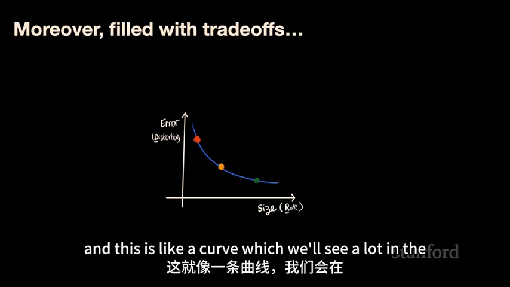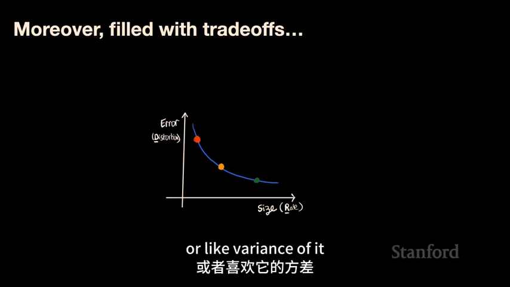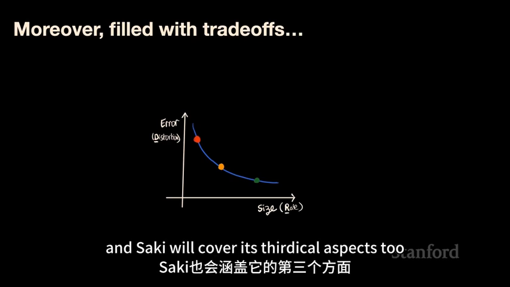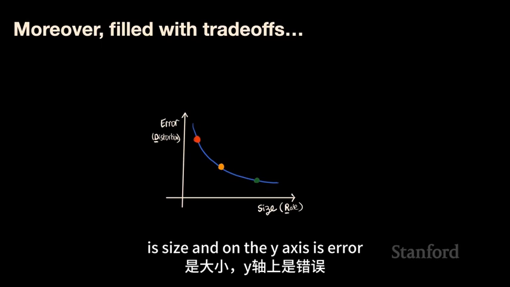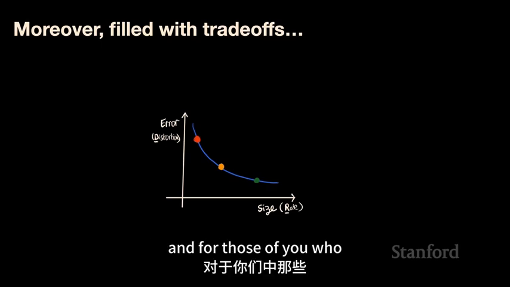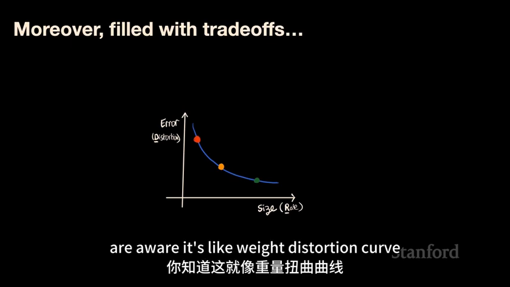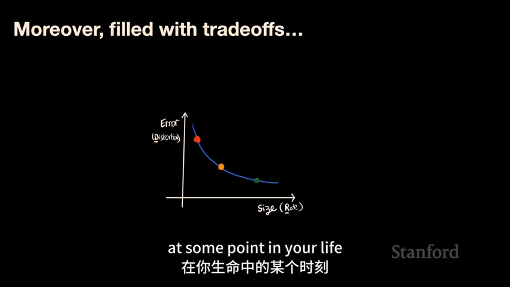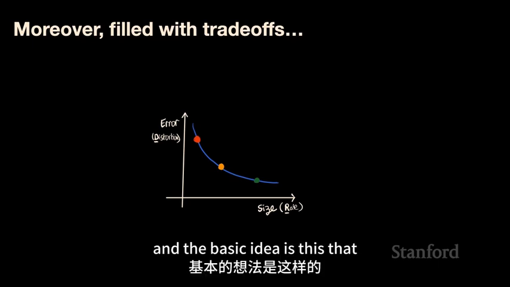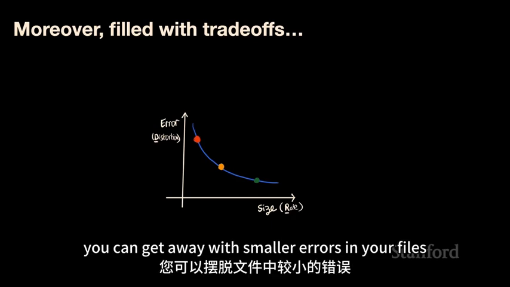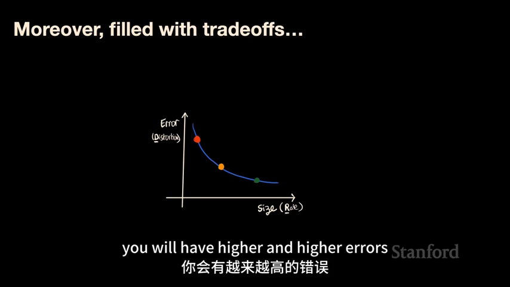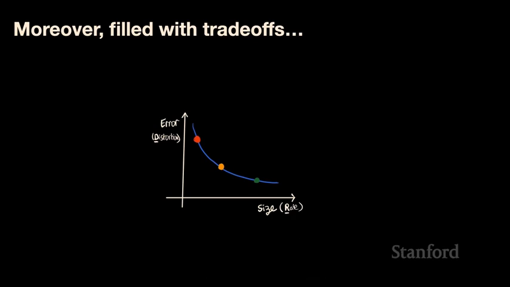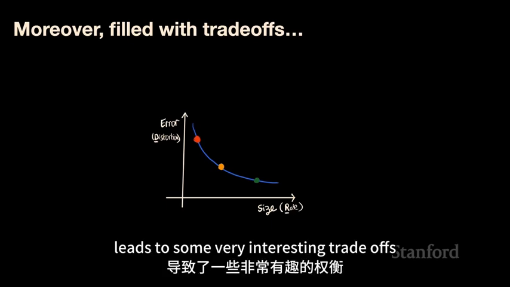And this is a curve which we'll see a lot, or variants of it, in the second half, and Tsachy will cover its theoretical aspects too. But basically what I'm showing here on the x-axis is size, and on the y-axis is error. For those of you who are aware, it's the rate distortion curve, if you have heard of it at some point in your life. The basic idea is that when you have higher size, you can get away with smaller errors in your files, right? And as you keep decreasing your size, you will have higher and higher errors. And this leads to some very interesting trade-offs.